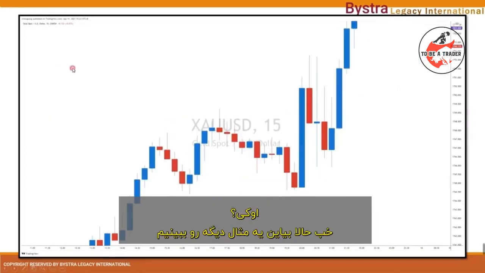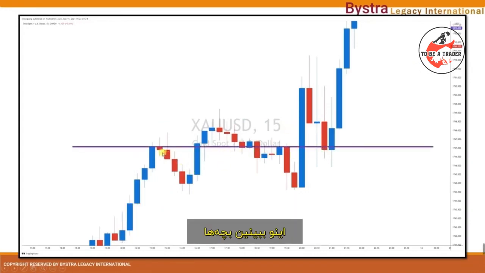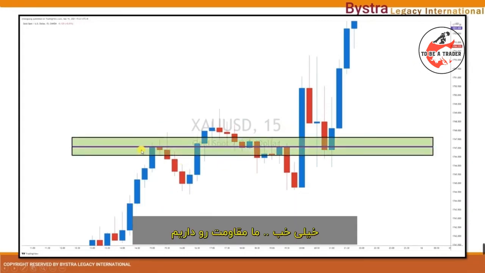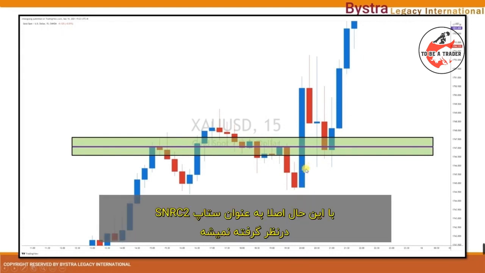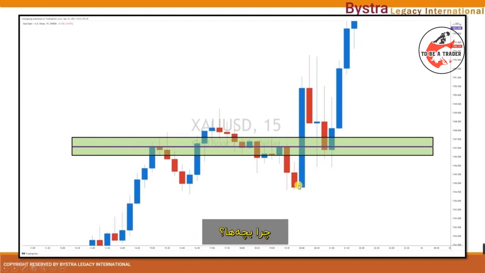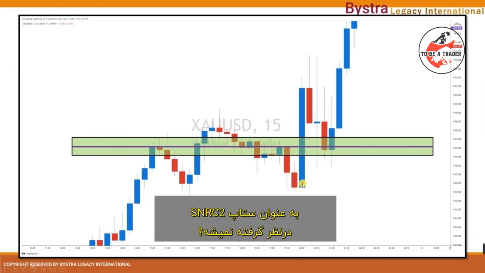Okay, now let's have a look at another example here. Okay, see this guys. Okay, so we have the resistance, we mark the horizontal line, we have the drop based rally. However, this is not considered as an SNRC2 anymore. Why guys? Are you able to find out why it doesn't count as an SNRC2 setup?